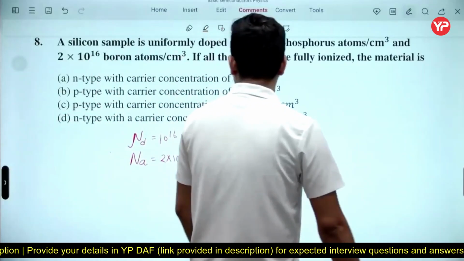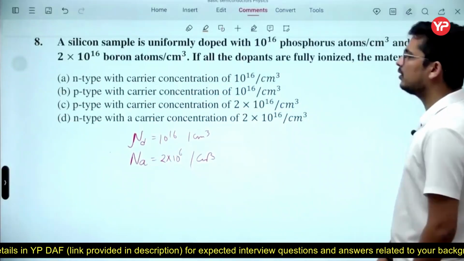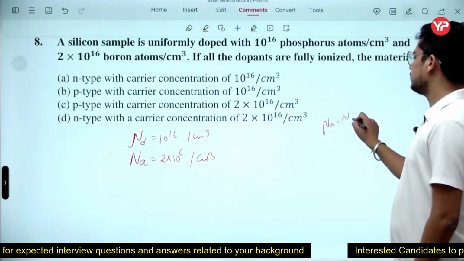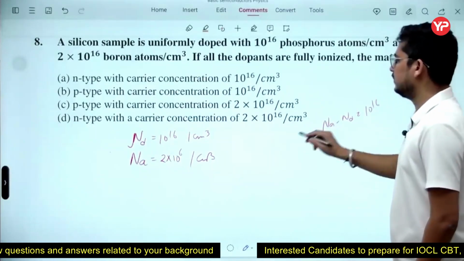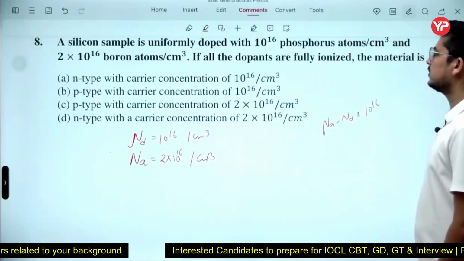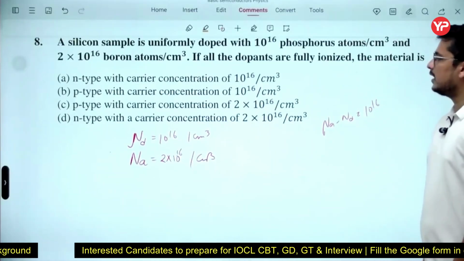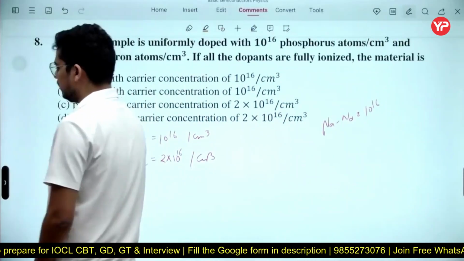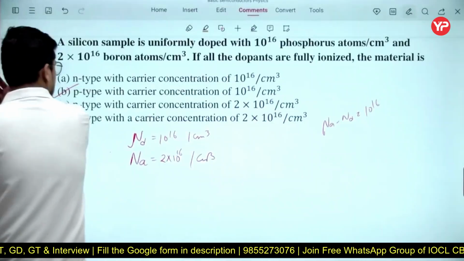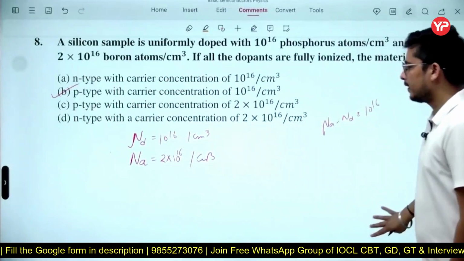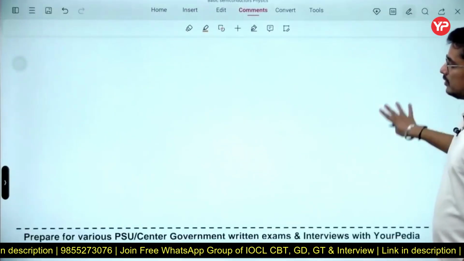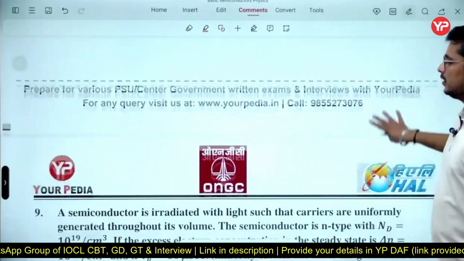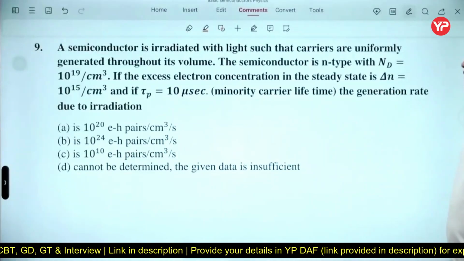Now, as we observe here, the acceptor atom is greater than the donor atom, and the difference, acceptor minus donor, will give you 10 raised to power 16. The difference between these two is 10 raised to power 16. It means that the semiconductor will be a p-type semiconductor with concentration 10 raised to power 16. So we have to be more focused on these types of questions. These are very important for your exam. Sometimes they give you these types of dopings. It is also a very good question.